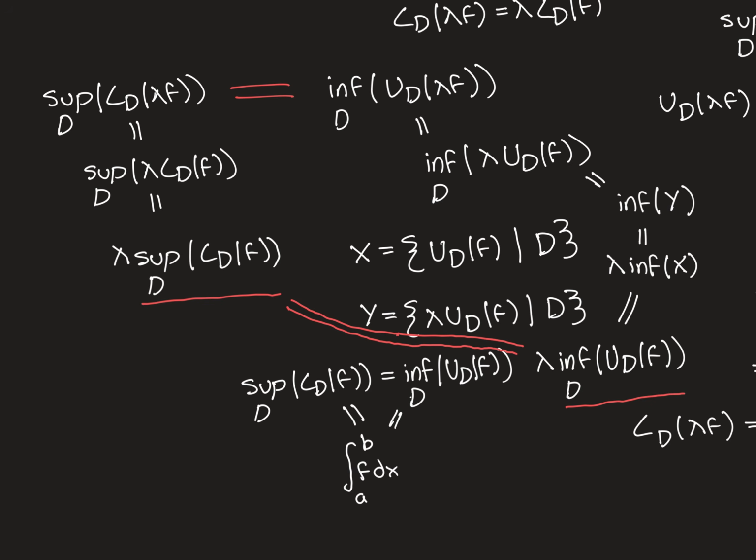So these things are equal to the integral from a to b of lambda f dx. And what are they equal to? Well, just follow some of these equal signs around. They're equal to this, but this thing here is equal to this. So this is equal to lambda times this. So we therefore have that this is equal to lambda times the integral from a to b of f dx.